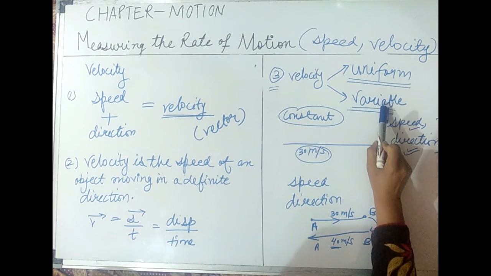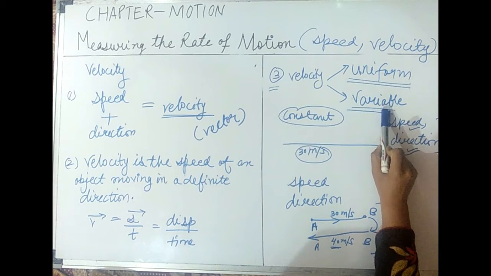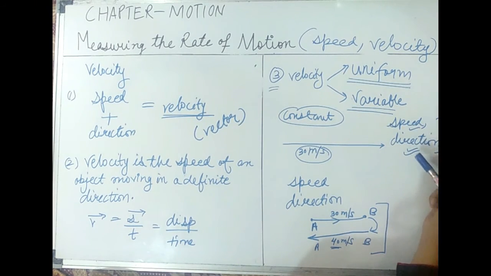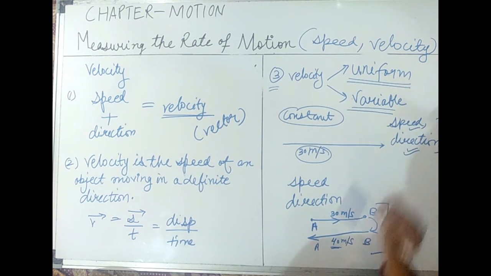And the velocity can be variable also. For variable velocity, what is varying here? What is the quantity which is varying here? It may be speed, it may be direction, or maybe both of these quantities are varying. So we are saying that velocity is variable.